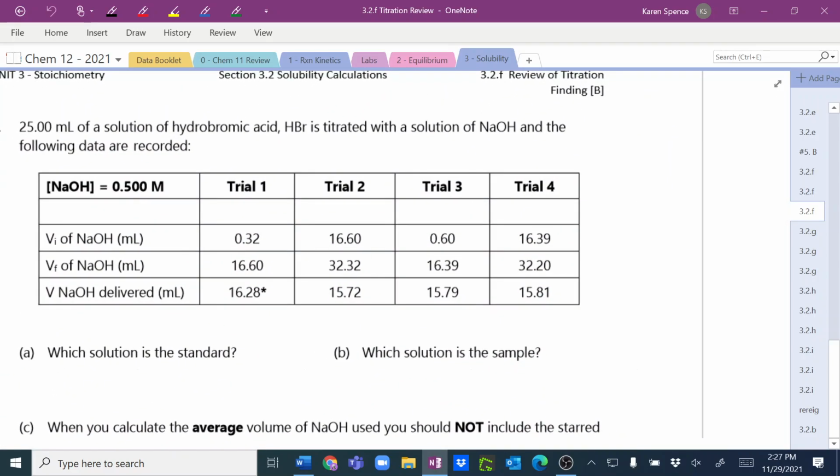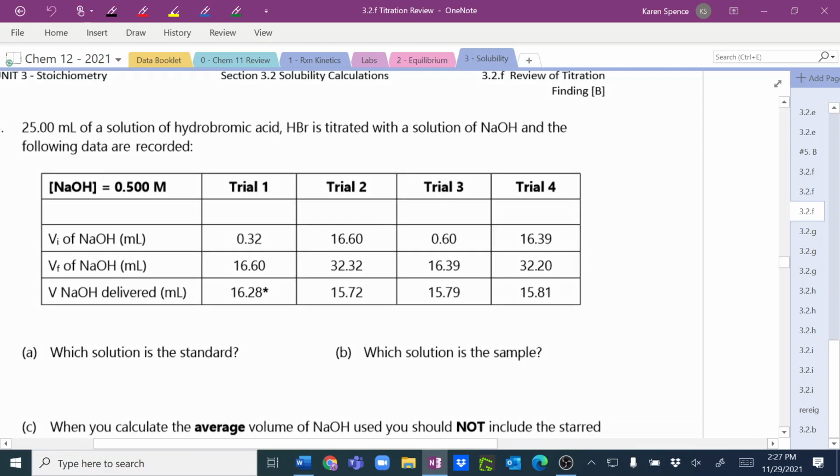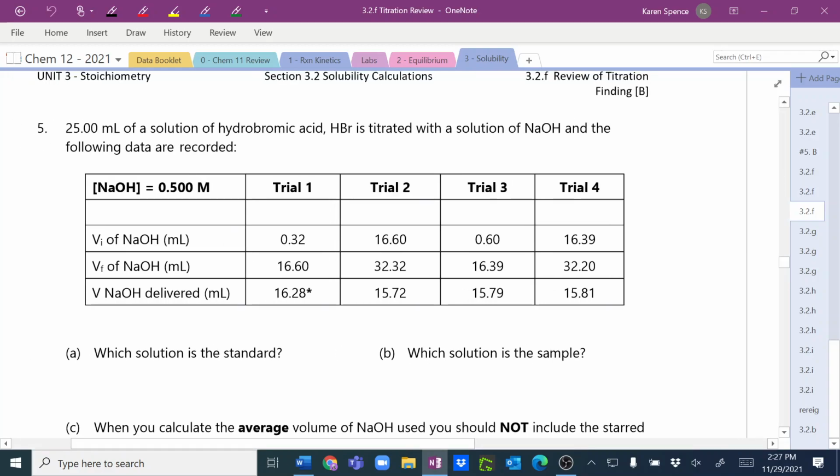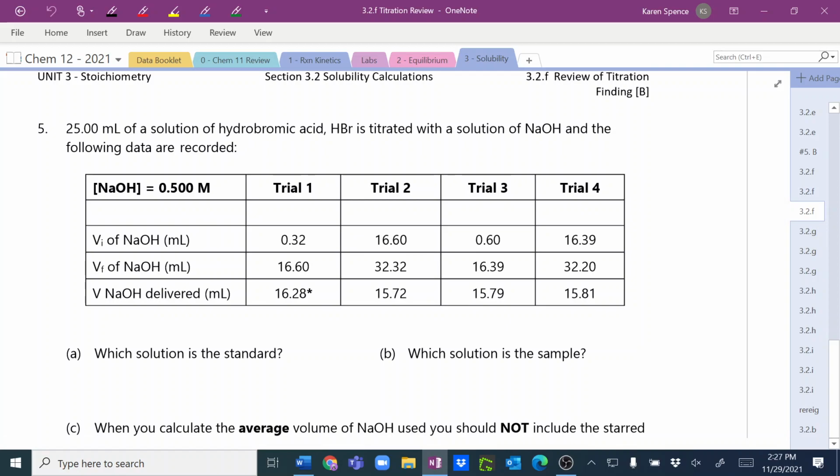Number 5, okay, this is an excellent question. I love this one. So we have here, we have titrated 25 milliliters of HBr with NaOH. And because this is a titration, I'm going to write the titration equation. HBr plus NaOH gives, that's a 1-to-1 because there's just 1 and 1. So it's going to give me H2O plus NaBr.